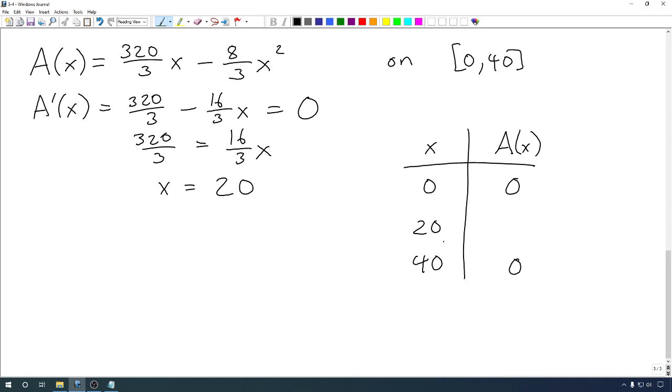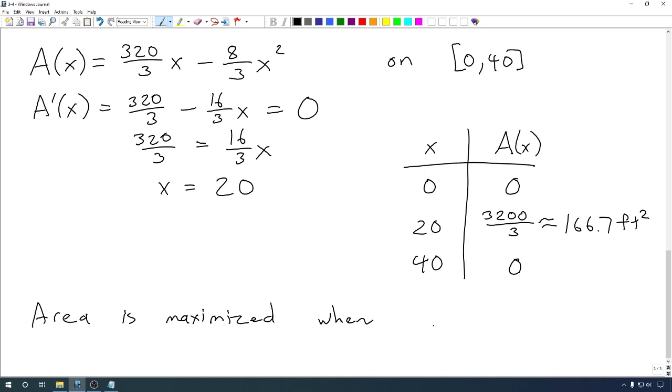In the case of 20, if we plug that into our function, we get a large value of 3,200 over 3, which is approximately 166.7 square feet. The point here is that it is a positive number. It is not 0. It is bigger than the other two. And if that's the case, it has to be the absolute maximum of this function on this interval. So the area is maximized when x is 20 feet.